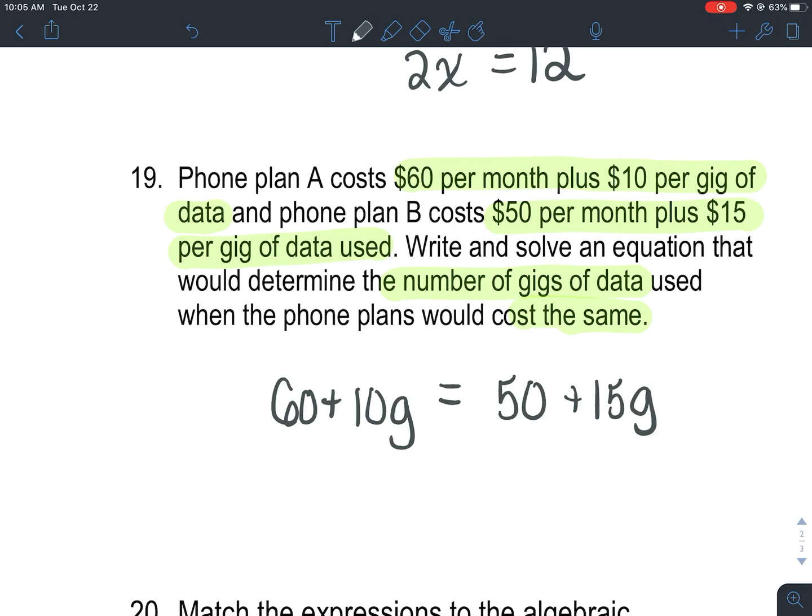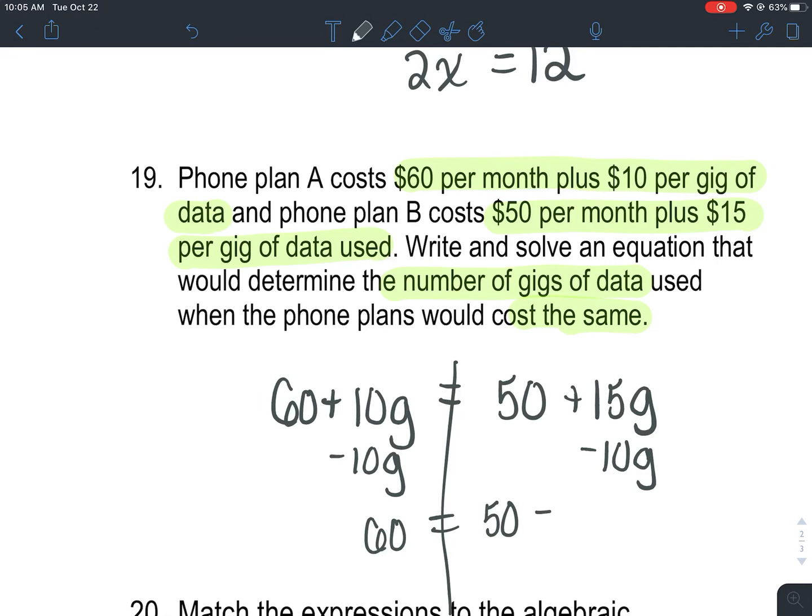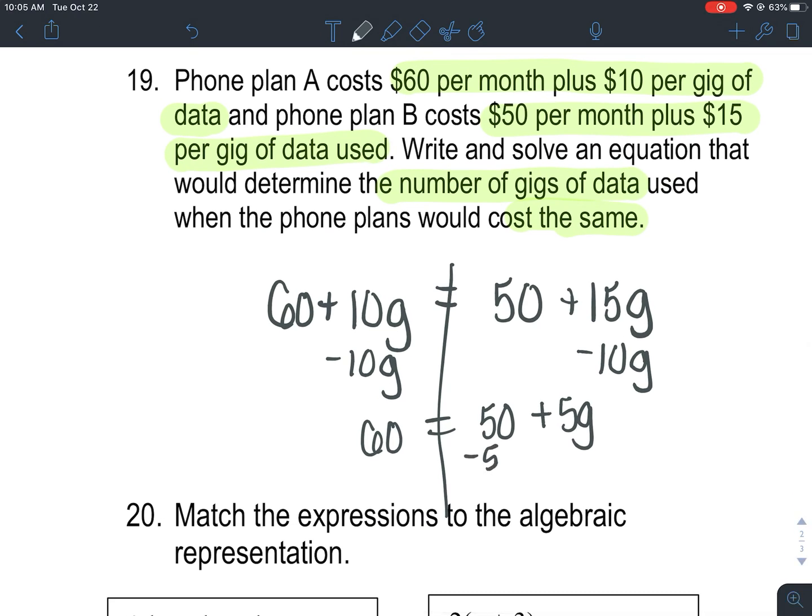And then from there, you could either move the 15 or the 10, it doesn't matter. So this would be 60 equals 50 plus 5G, and then minus 50 minus 50, so that's 10 equals 5G, divided by 5. It would be 2. So after 2 gigs of data, the phone plans are the same.